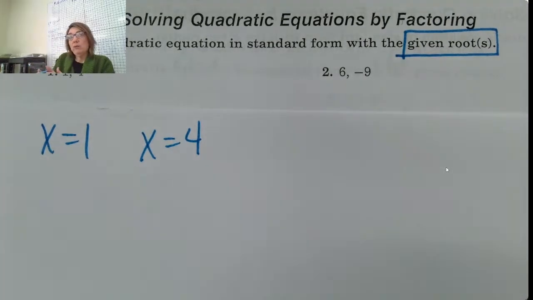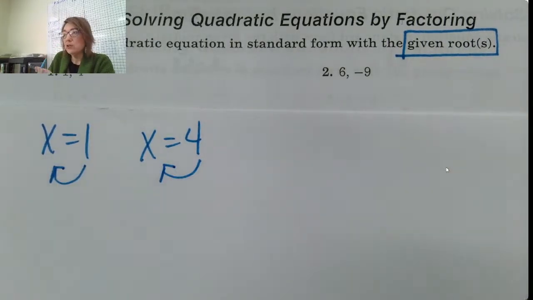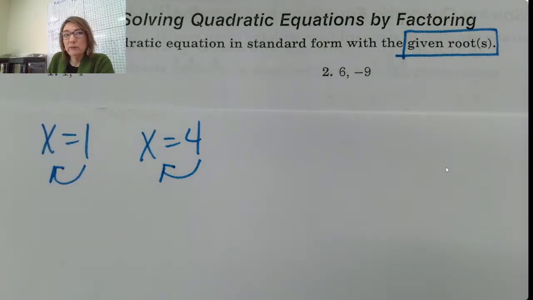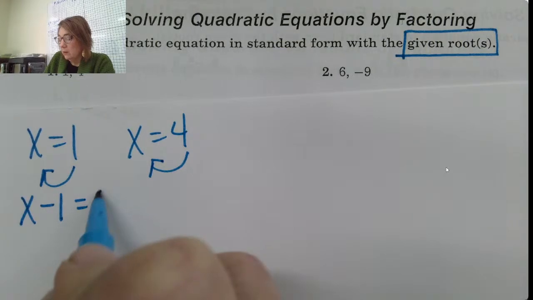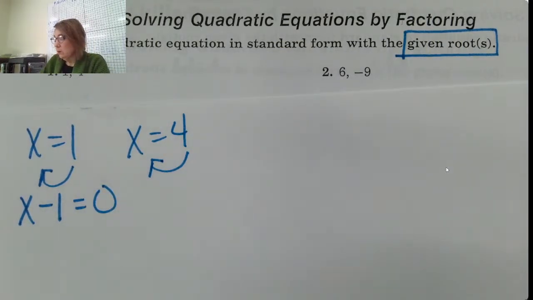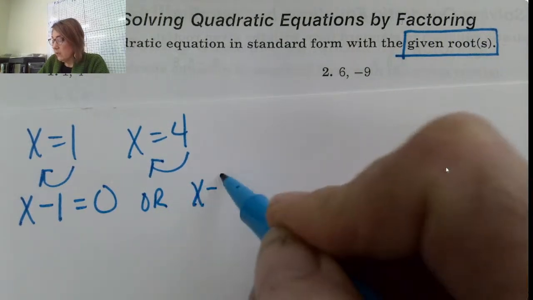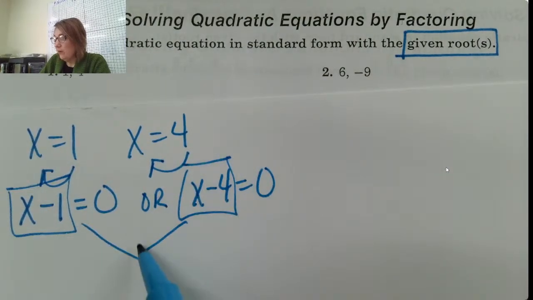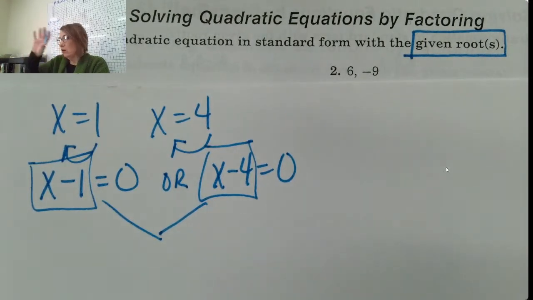If I wanted to know what my binomials were that multiplied to get that, I just need to move this 1 and this 4 to the other side of the equation. How would I move that 1 to the other side of the equation? Subtract it. So what does it wind up being? x minus 1 equals 0, and on the other side, x minus 4 equals 0. So this and this are our two factors. Those are the two things that would multiply to get our trinomial.